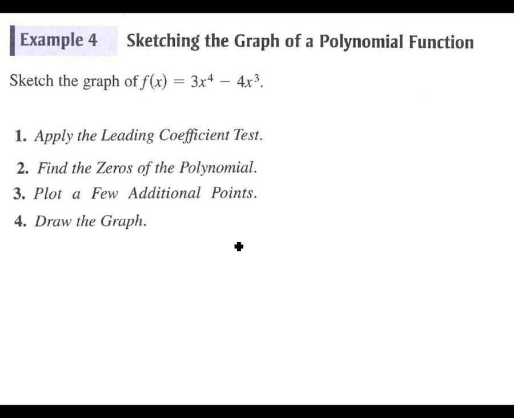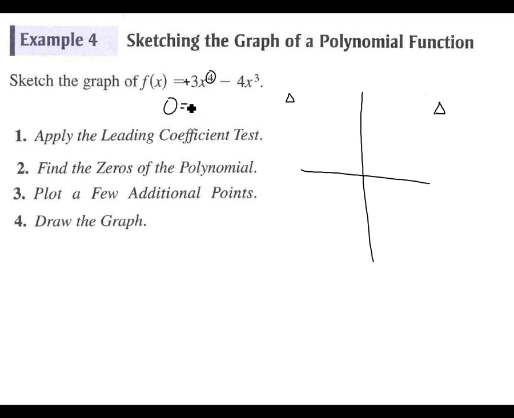So let's start on this one by talking about our end behavior. So leading coefficient test, it's even and it's positive. So I know the ends of my graph are going to be like that. Same direction, both pointing up. All right, let's talk about zeros.